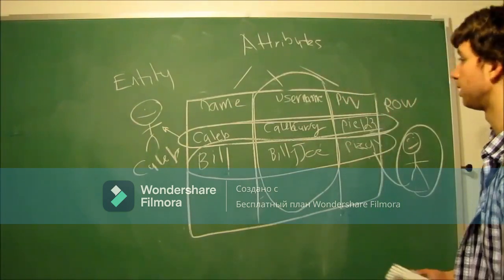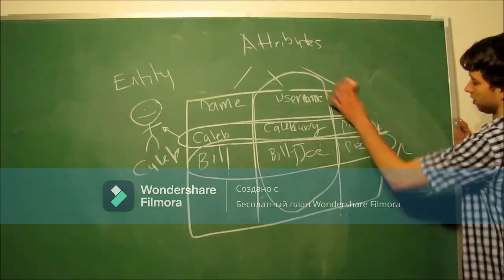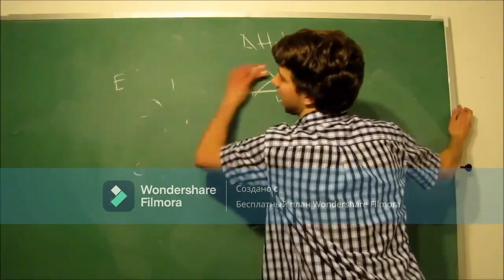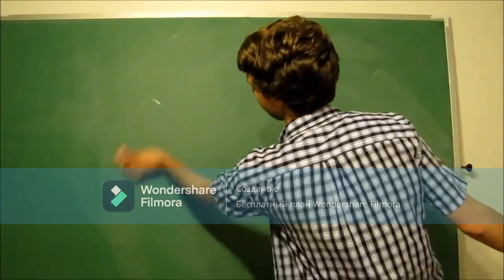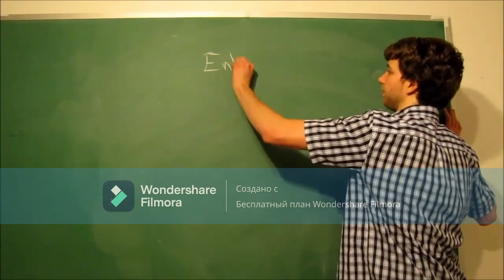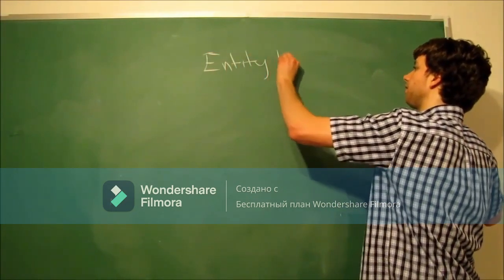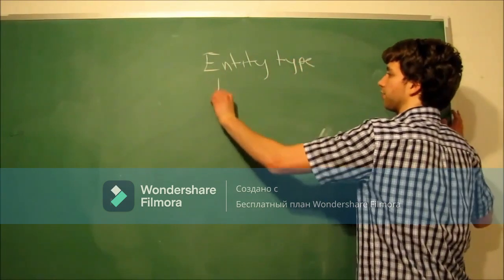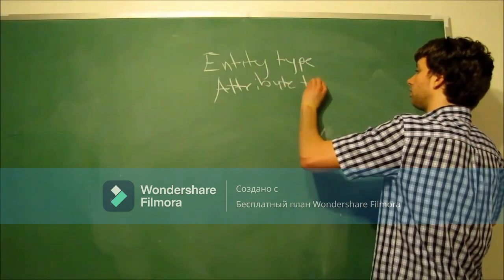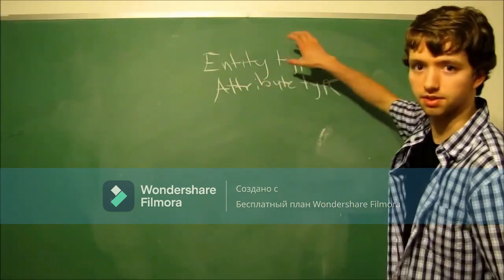Okay, so this is getting a little messy, so I'm just going to clean it up a bit. Erased. So just to summarize a bit, the very first thing, we have an entity type. That's a word you want to know, entity type. We talked about entities, I'll just tell you what an entity type is in just a sec. Entity type, and then we have the attribute type. So basically the type means it's a category.